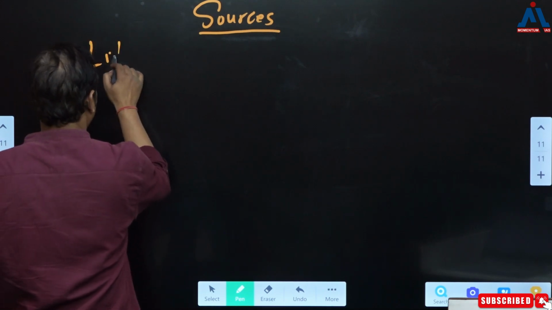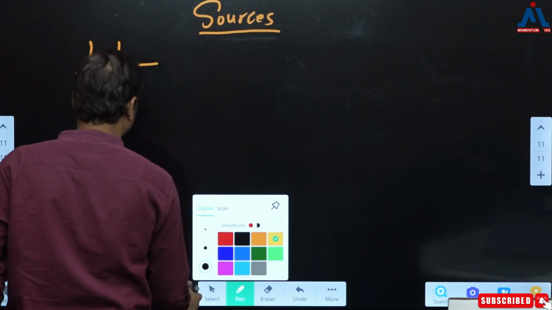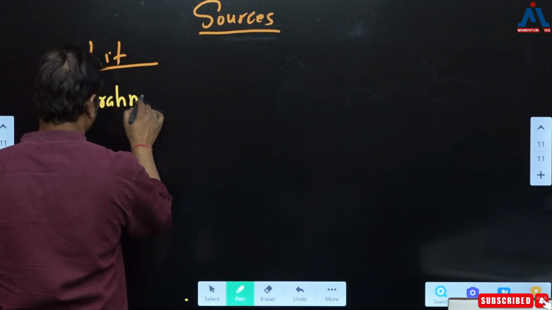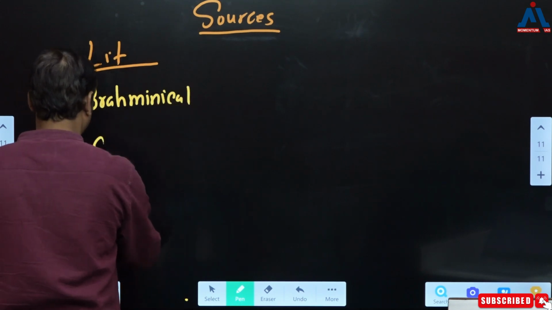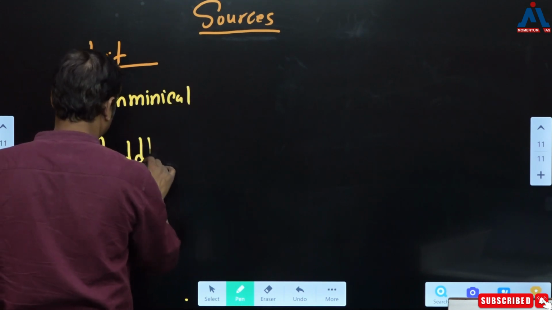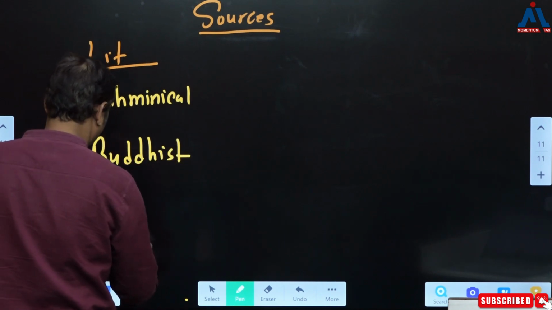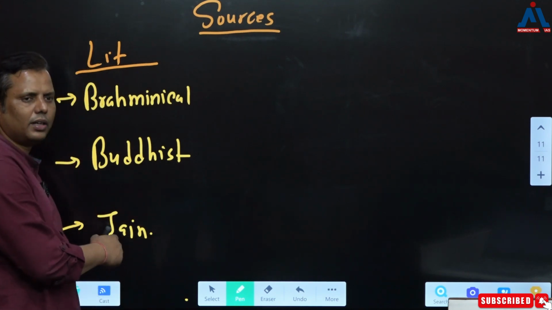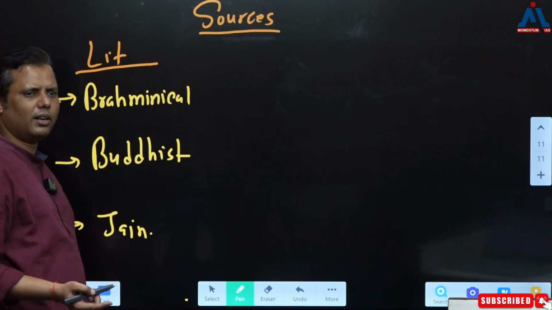Now this is the literary source that can be further divided into many parts. One is the Brahminical source, the second is Buddhist sources, and third we can talk about the Jain text. And as you understand, this is not very important. They have never asked any question from the Jain text, but they may ask, correct? I am not refusing it.